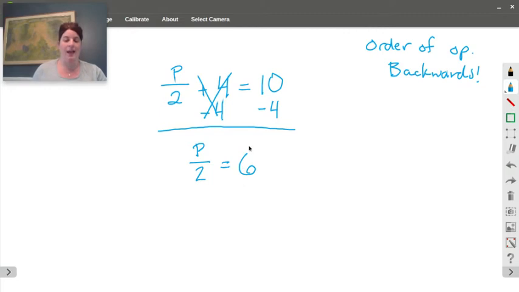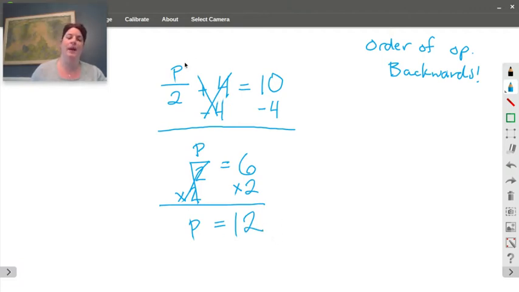Okay, and then we can take care of our division. So now we're in familiar territory. We've basically got a one-step equation. So divided by 2, the inverse of that is times 2. So we can do that on either side. And P divided by 2 times 2, those cancel out and leaves us with P. 6 times 2 is 12, so P equals 12.